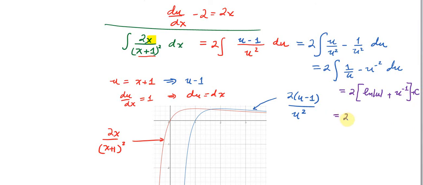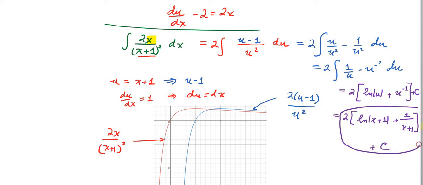And then let's make our substitutions back. This becomes the natural log of the absolute value of x plus 1, plus u to the negative 1, which is just 1 over u, so 1 over x plus 1. And all of that, and don't forget to add our constant. So this all right here, convoluted and crazy as it seems, is in fact our final answer.